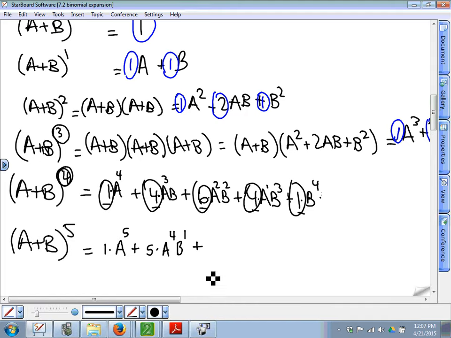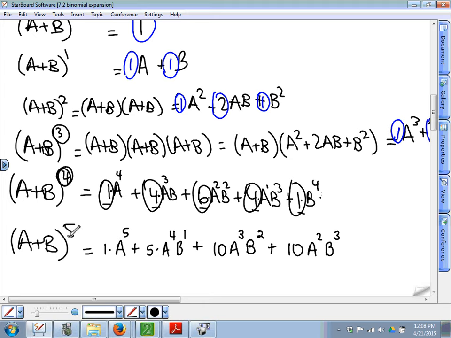So, what's the next term? 10, a to the 3rd, b squared. And again, if you look at the exponents, 3 plus 2 equals 5. Next term: 10, a squared, b to the 3rd.